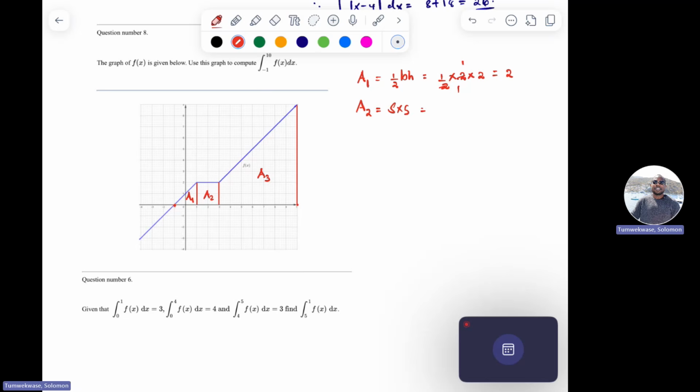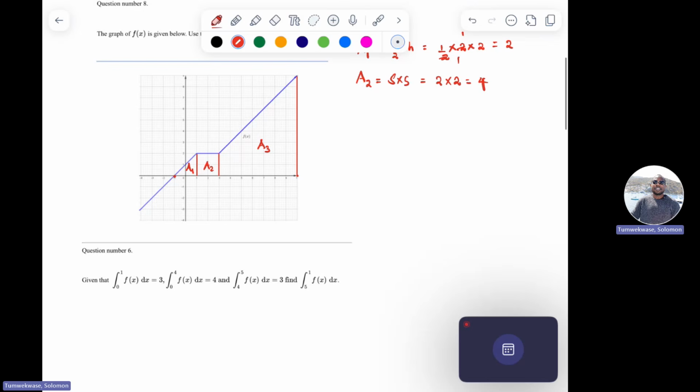And this is the same as, once again, the side is 2, and the other side is also 2. So this is equal to 4. Area 3, like I said, it's a trapezium. Now, I'm choosing it to be a trapezium.